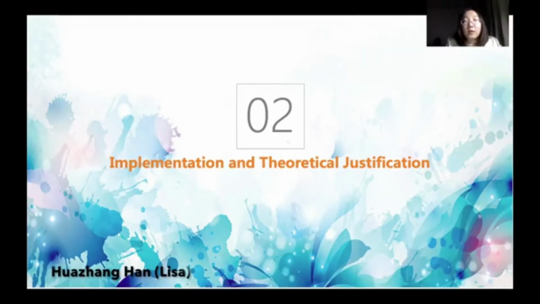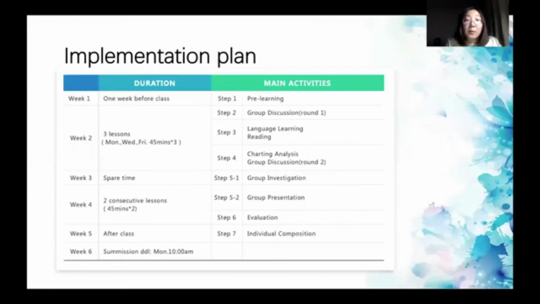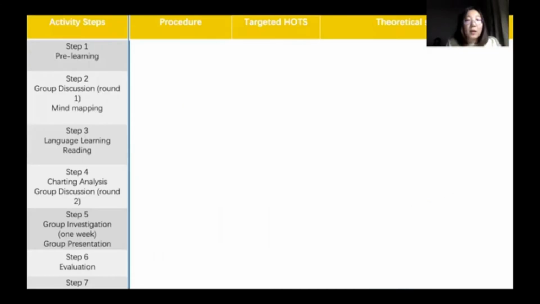The second part is about the implementation plan and the theoretical justification. Our learning activity involves 7 steps for 6 weeks. Let's look into this step by step. On this page, the left column is the activity steps and the rest are the corresponding procedures in each step, targeted HOTS and theoretical support.